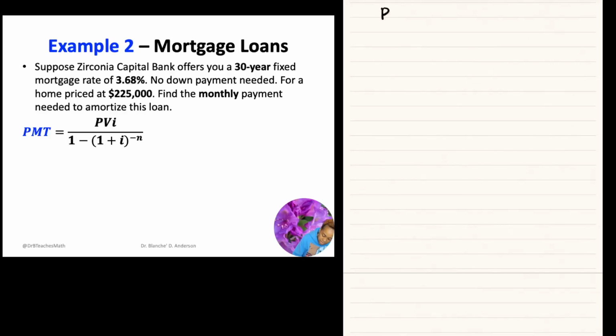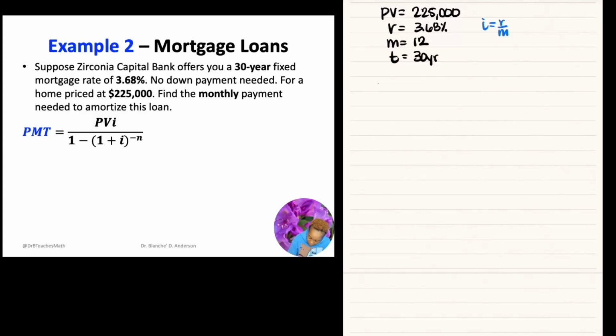So let's see. It's $225,000, right? The rate is 3.68%. Let me look at my notes. Yeah, make sure that's right. Monthly payments, right? And it's 30 years. And then our I, I'll do it right here. Our I is R over M.